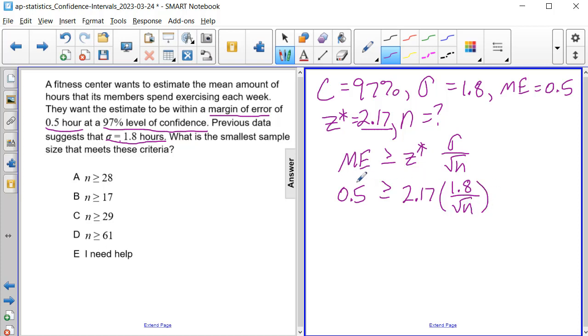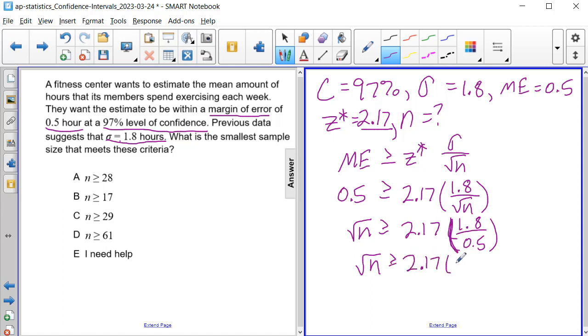All right, so we can multiply both sides by the square root of n to get it on the left, and we can divide both sides by 1/2 to get it over to the right. So we'll have that the square root of n is greater than or equal to 2.17 times 1.8 divided by 0.5, or 1/2. Well, we could multiply both the numerator and denominator by 10, and we would get that the square root of n is greater than or equal to 2.17 times 18/5.